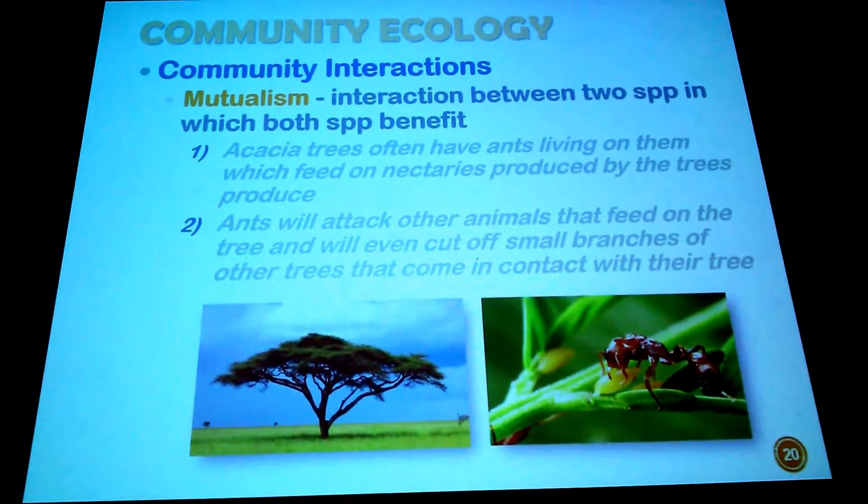One example, acacia trees often have ants living on them, which feed on nectaries produced by the trees. This is a nectary, with the ants feeding on it. It's like sugar water. The trees produce this to attract the ants, to keep the ants. Ants will attack other animals that feed on the tree. If other insects invade their tree, they'll take them out. And they'll even cut off small branches of other trees that come in contact with their tree. If there's another tree growing close to the acacia that might interfere with their tree's growth, they'll climb up into the other tree and prune it.